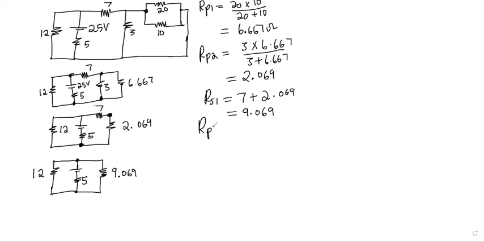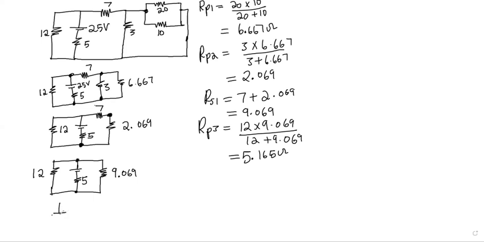Therefore, we'll get RP3, which is 12 times 9.069 divided by 12 plus 9.069, is equal to 12 times 9.069 divided by 12 plus 9.069, is equal to 5.165 ohm. Then the second, reduce it again.